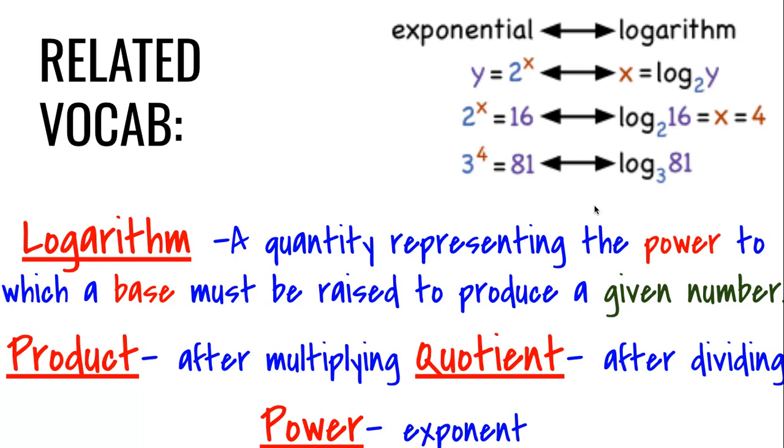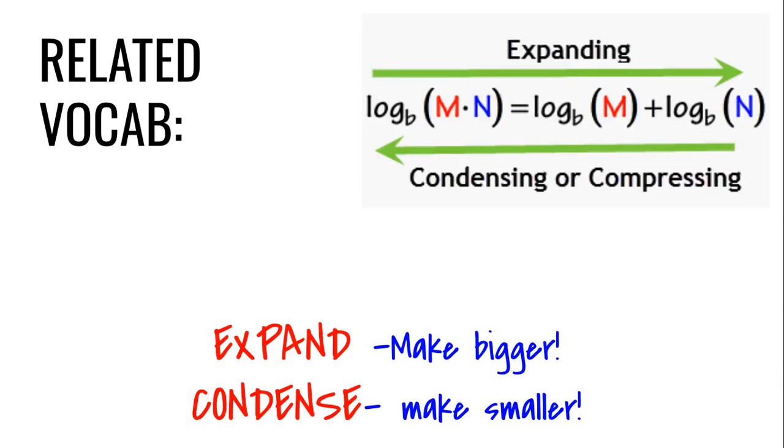Product is what you get after you multiply, quotient is what you get after you divide, and power is an exponent. Expanding is when you make things bigger, condensing is when you make things smaller. We see one of our log laws in action here. This is the condensed form, and this is how it looks when it's expanded. See how big it is? See how small the condensed form is?